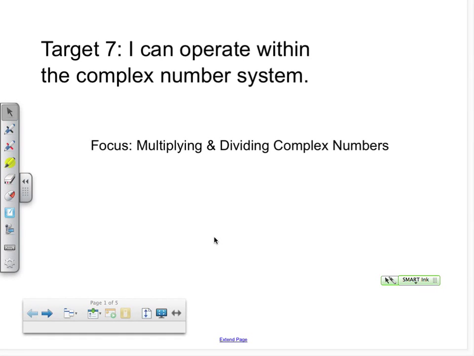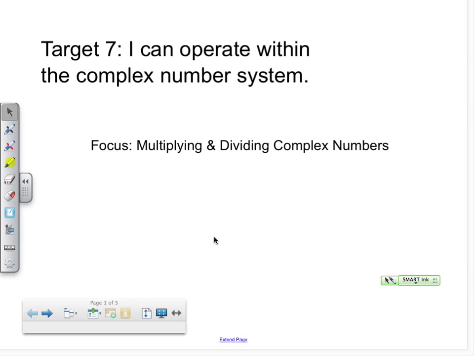Algebra 2, Target 7, I can operate within the complex number system. Today the focus, we're going to talk about multiplying and dividing with complex numbers. Now if you remember from yesterday's video when we talked about adding with complex numbers, what we did is we treated i like we had a variable. It's not a variable because it always means the same thing, but you can still use it like you would.